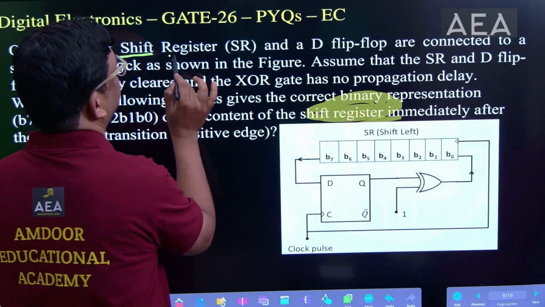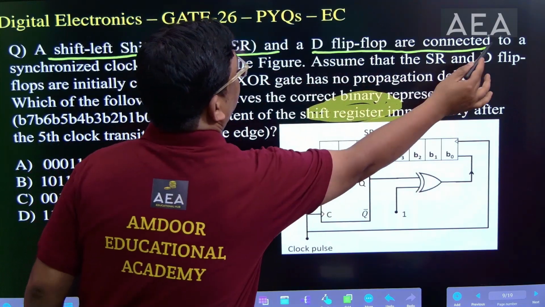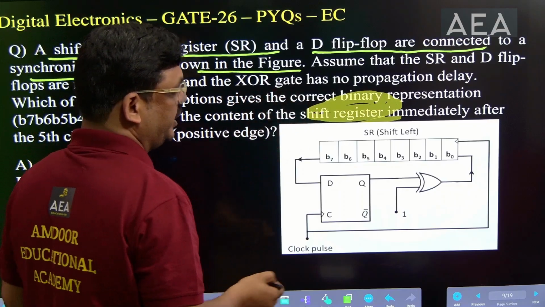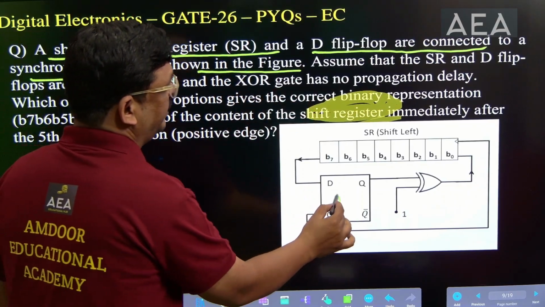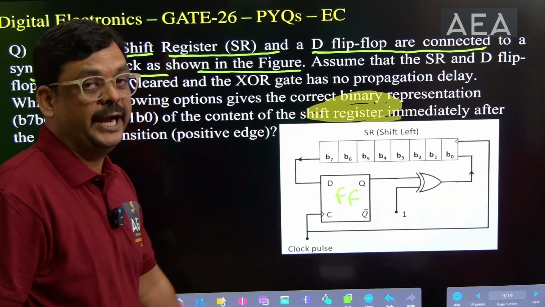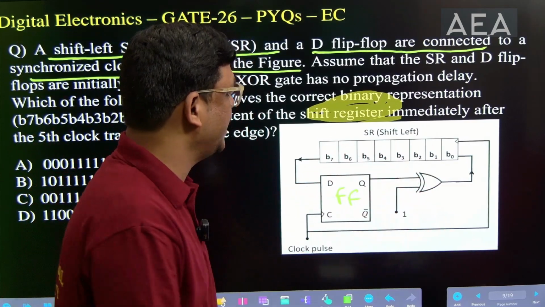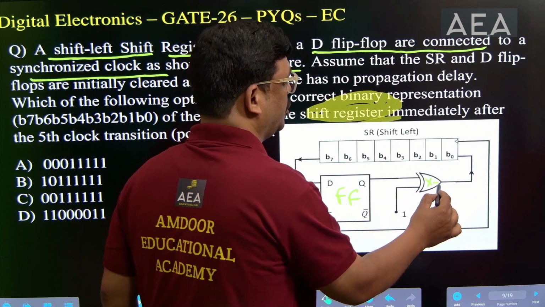A left shift register and D flip-flops are connected to a synchronized clock as shown in the figure. So here one flip-flop is given. This flip-flop is a delay flip-flop, and one register is also given. This register is an 8-bit register, and one XOR gate is also given here. Just go through the circuit.